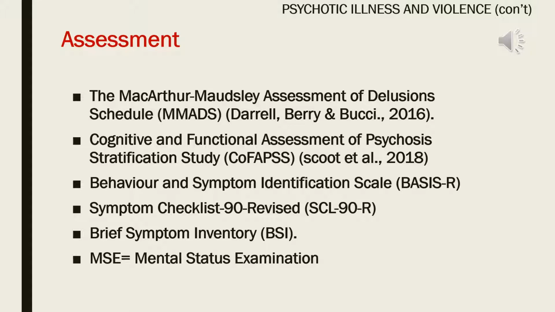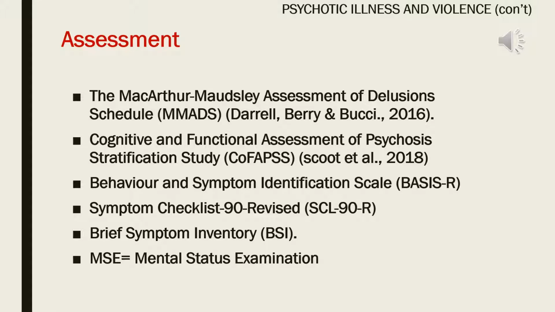The first assessment that we are going to look into is the MacArthur-Maudsley Assessment of Delusions Schedule. Delusions are firmly held false beliefs. They are associated with a number of disorders, including schizophrenia and delusional disorder, but can also be found in patients with affective disorder or dementia. The MacArthur Violence Risk Assessment Study utilized a different methodological approach to investigate the association between specific delusions and violence. Serious violence was established using the MacArthur Community Violence Interviews.